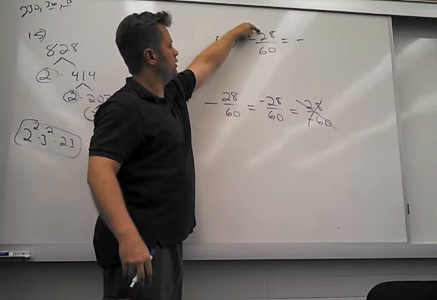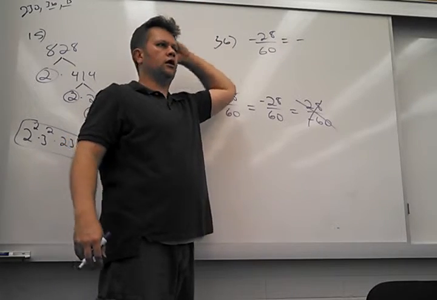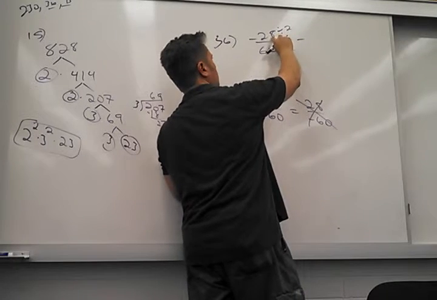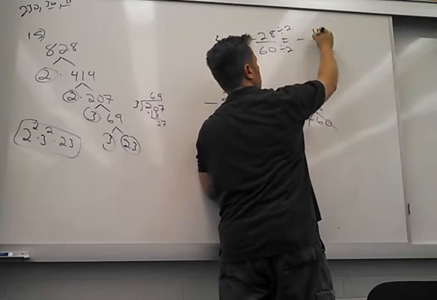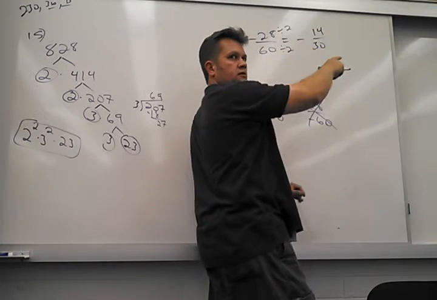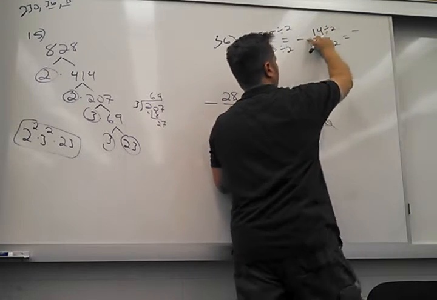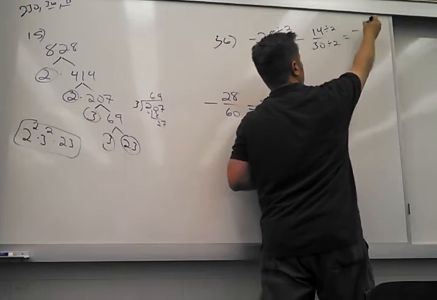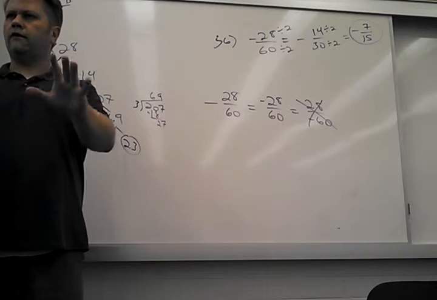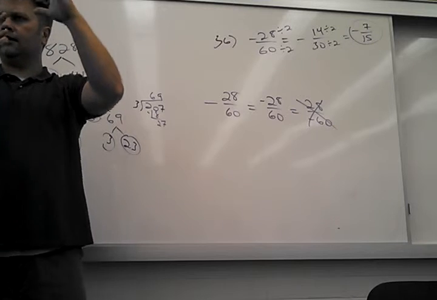So what goes into both 28 and 60? All right, good. So if you saw just 2, 28 divided by 2 is 14. 60 divided by 2 is 30. They're still both even, so I can do it by 2 again. The negative is still there. Good. 7 15ths, and they don't share anything. 7 and 15 don't have anything in common, so I stop. That's when I know I'm done, when the numbers don't have anything in common anymore.